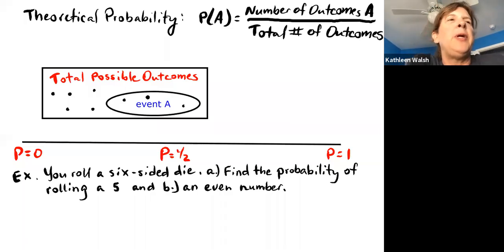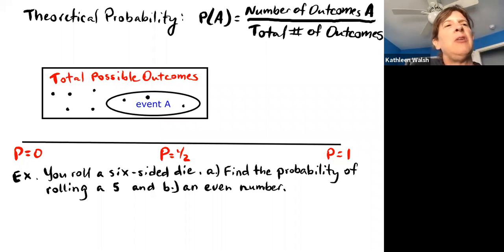Hey guys, today we are talking about theoretical probability, and I have the formula for theoretical probability at the top of the page. It says the probability of A is equal to the number of outcomes of event A divided by the total number of outcomes. Okay, so what do you do with this?